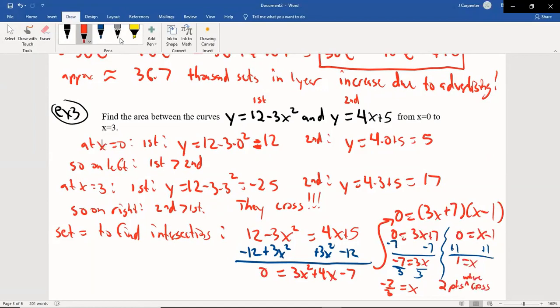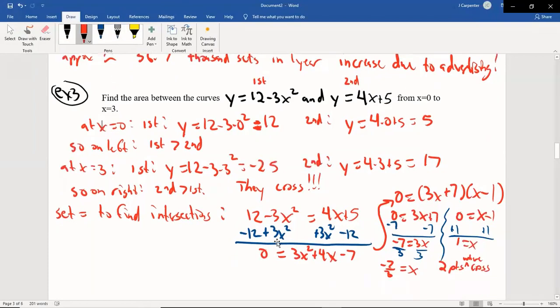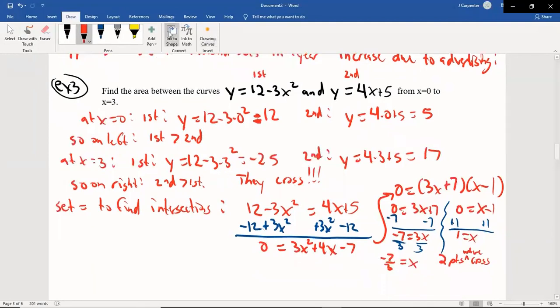But do we really care about both of those points? Maybe we do, maybe we don't, depends on the problem. We are only observing the region from 0 to 3. Negative 7/3 is not in that window, so ignore it. All we care about is the x equals 1. This is the point at which they cross, and we will see this graphically when we finish all the algebra.